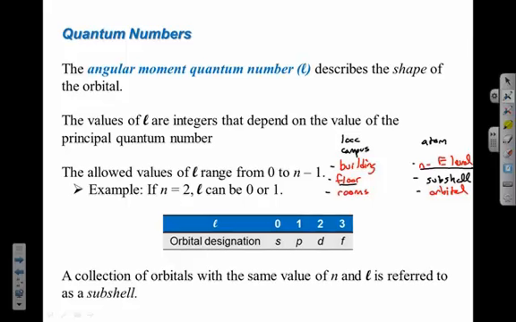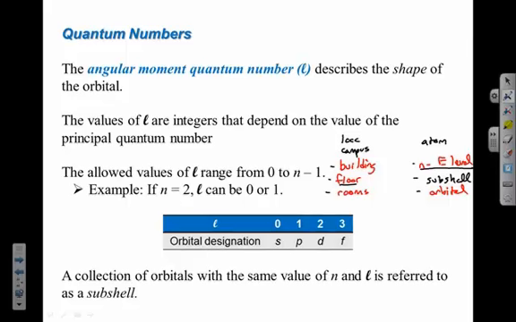So if I know the energy level for the electron, that's some information. But if I want more detail, I need to know what subshell within the energy level the electron is in. If I know what subshell the electron is in, then I could also know potentially what orbital within that subshell. Right? So these are areas within larger areas that we're talking about.